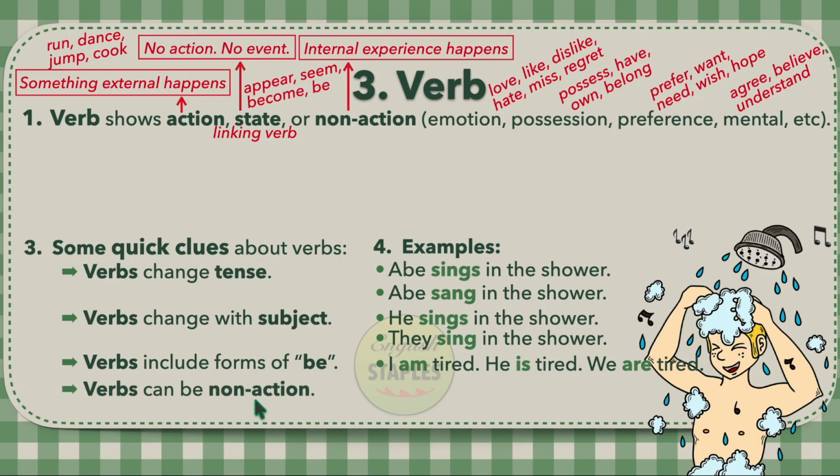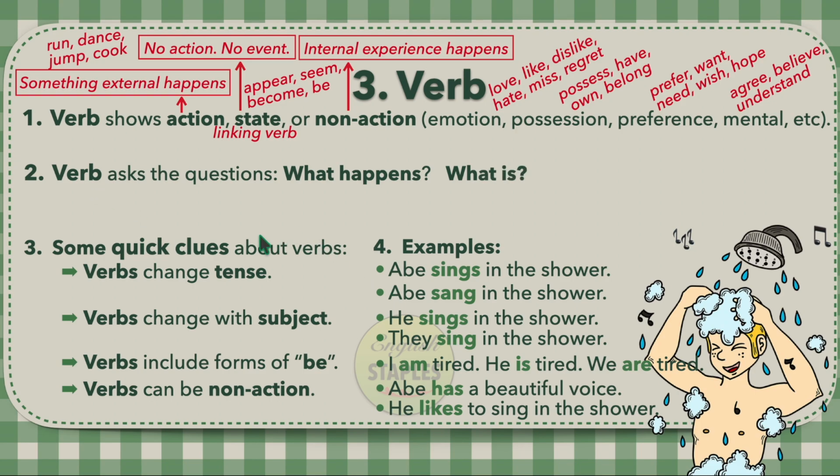Verbs can be non-action. For example, Abe has a beautiful voice. He has, because it's one person, it's has, and it's possession. He likes to sing. So here, that's an emotion. He likes to sing.